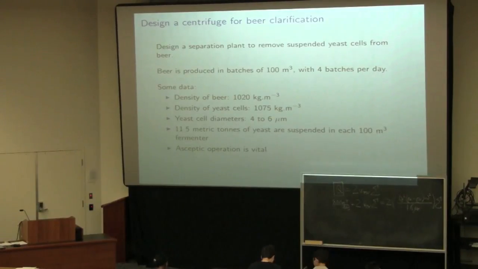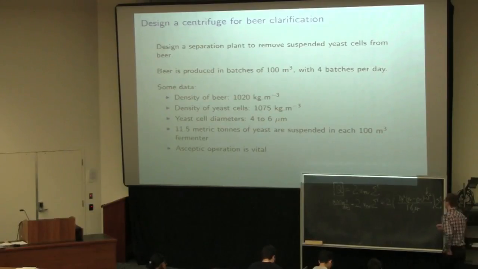We have the diameter of the particle, we have the densities, we have mu. We don't have the centrifugal force, the omega squared that's going to create it. So omega is the only unknown in this equation. And dp, again, being a design problem, at a minimum we need to design a unit that can separate about 4 micrometers to 6 micrometers.